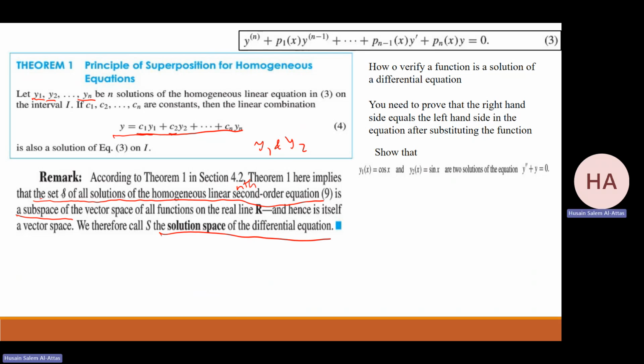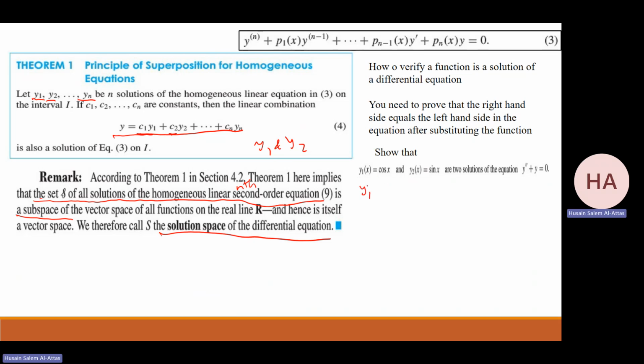You just substitute into the equation. If it satisfies the right-hand side equal to left-hand side, then it's a solution. For example, if I want to show that cosine x is a solution of this equation, I will just substitute.